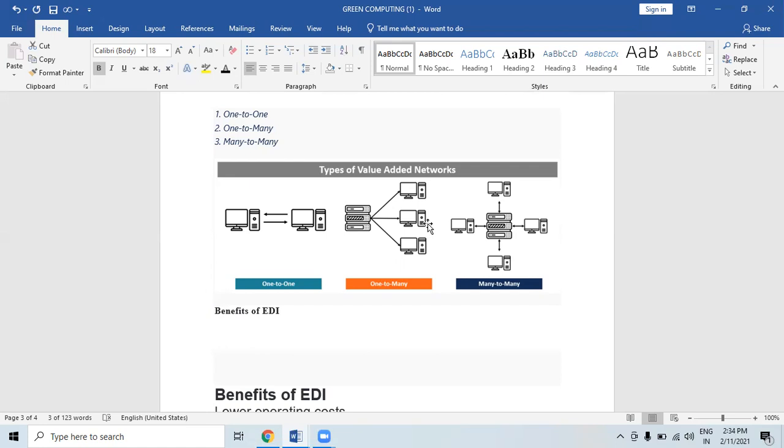So in the upcoming lecture, we will see the benefits of EDI and some diagrams.